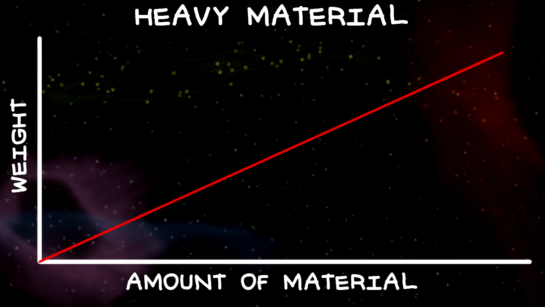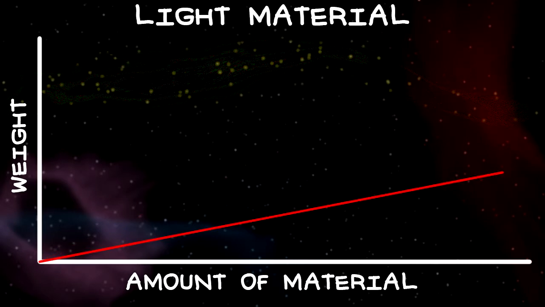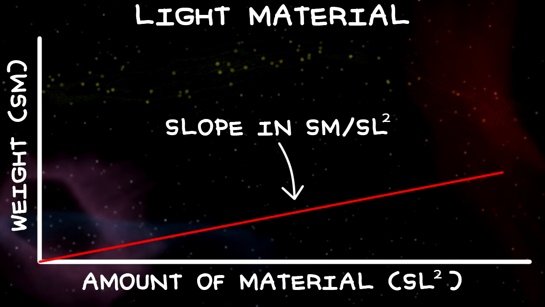Alternatively, if we look at that graph we made earlier, we can notice that it's steeper for heavier materials and less steep for lighter materials. If we measure the amount in square lengths again, then the slope of the line is actually the number we just described, a ratio in masses per square length. There's just one small complication.